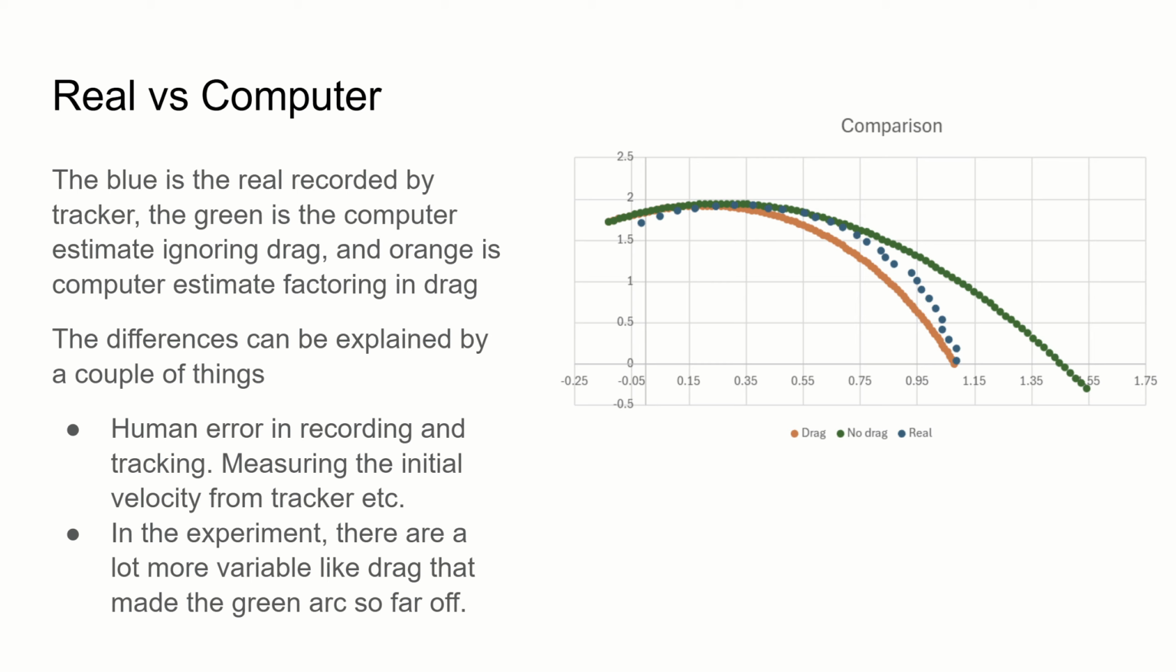There are many differences between these, and most of them can be summed up by human error. We couldn't get the initial conditions perfect, and our drag was an estimate, so it wasn't perfect. But the major thing that made the green arc so far off from the blue arc is that no drag was accounted for.